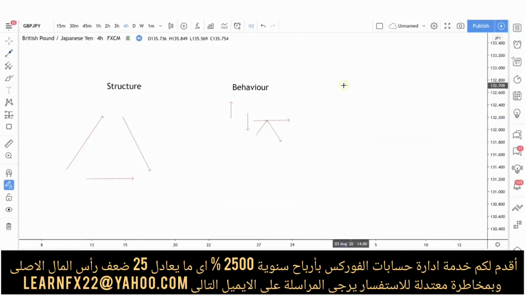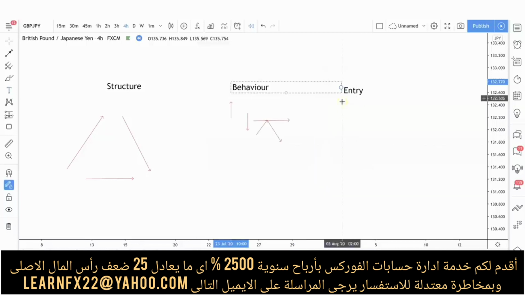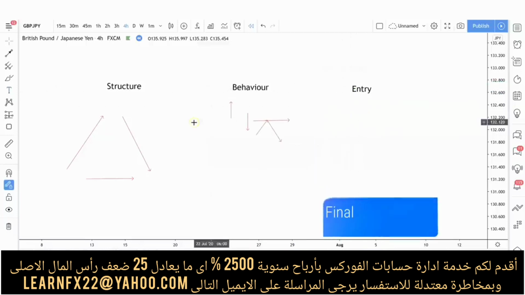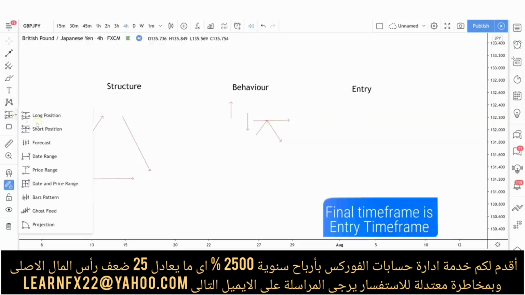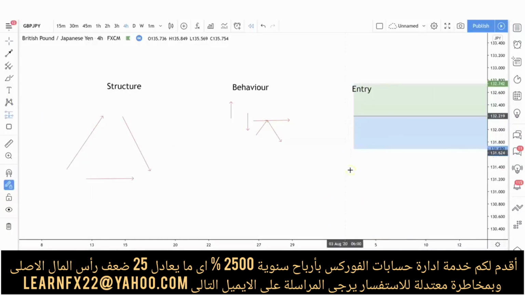Is the market pulling back to create higher lows or lower highs, etc., etc.? The next time frame that we're going to look at is our final time frame, which will be our entry time frame. And this time frame is simply going to be what it is, our entry time frame. If the market is in a downtrend, then you're looking to take short positions, and if the market is in an uptrend, then you're looking to take long positions.